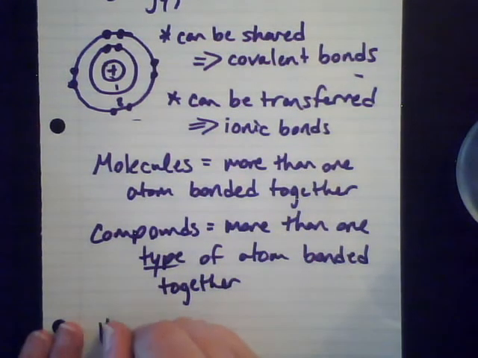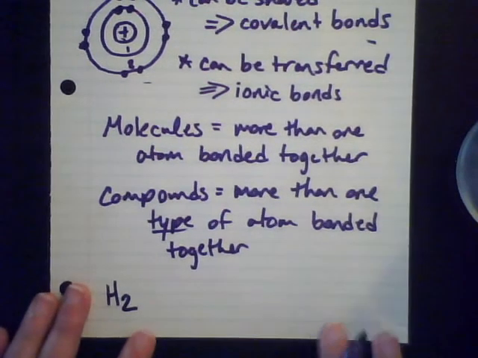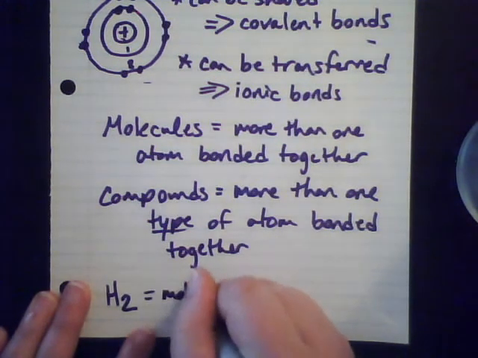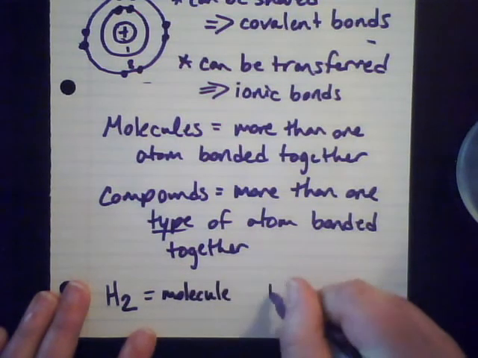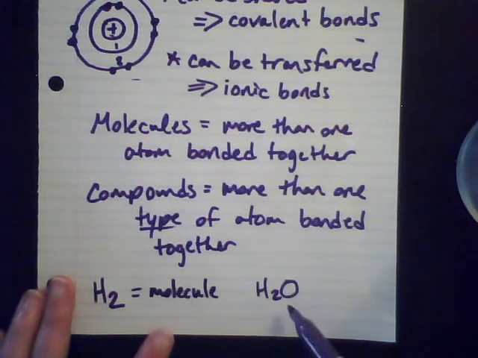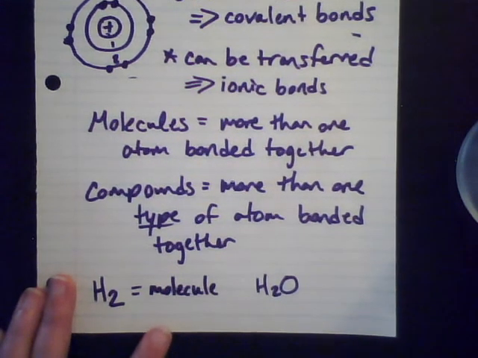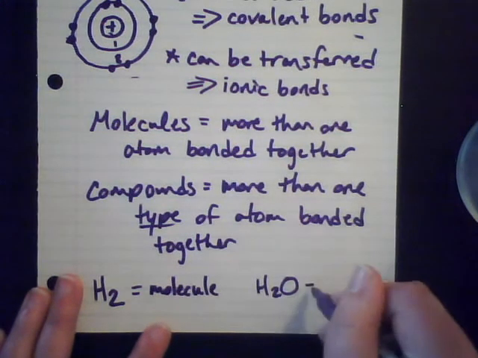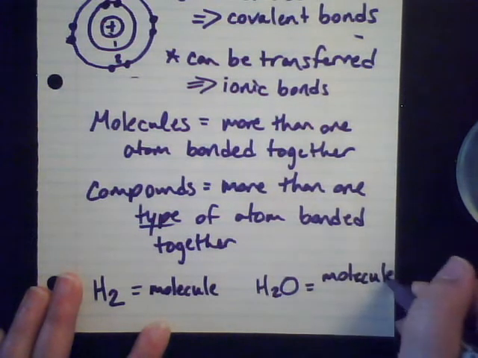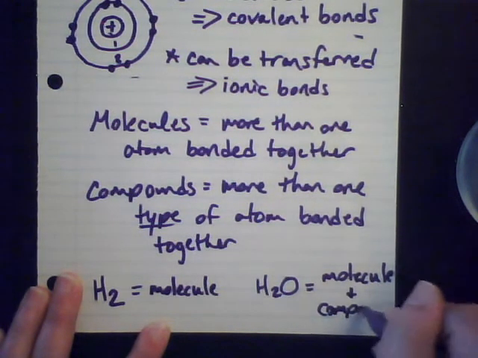So, for instance, H2, if I write this here, H2, this is a hydrogen molecule. There's two hydrogen atoms that make it up, and so they have more than one atom chemically bonded together, but it's not more than one type of atom. So this is a molecule. If I have water, for instance, which is H2O, that means that I have two hydrogens and an oxygen. It's still a molecule because I still have more than one atom chemically bonded together, but it's also a compound, because I have more than one type.